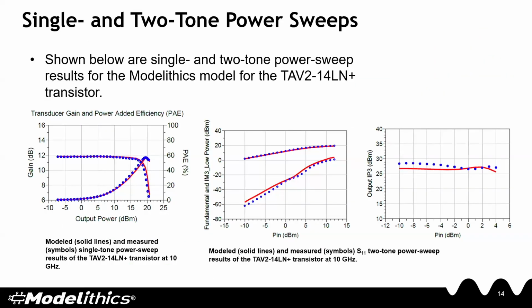And also, this model is validated for single and two-tone power sweeps. So we show these results on the bottom. On the bottom left, we have the modeled and measured single tone power sweep results at 10 gigahertz. On the right, we have the modeled and measured two-tone power sweep results at 10 gigahertz.